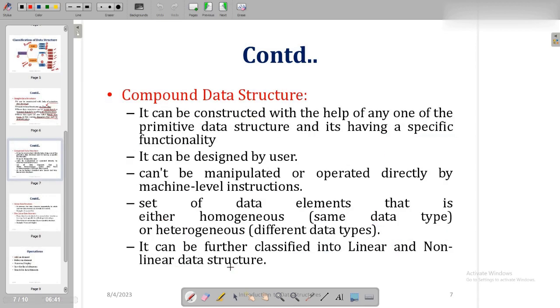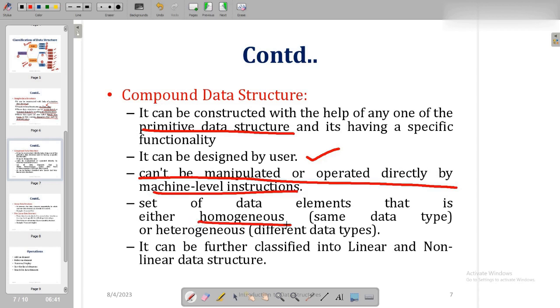Next is compound data structure. It can be constructed with the help of any one of the primitive data structures, and it can be designed by the user, and it can't be manipulated or operated directly by the machine level instructions. This compound data structure can be constructed with either homogeneous data types or heterogeneous data types. It can be further classified into linear as well as non-linear data structure.